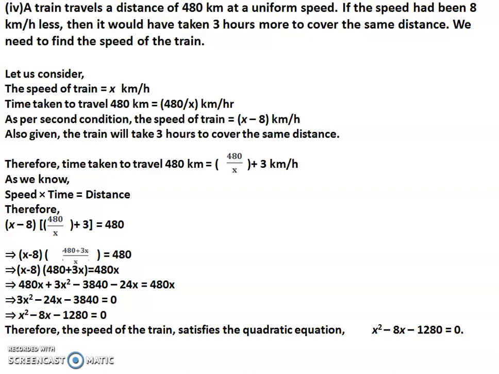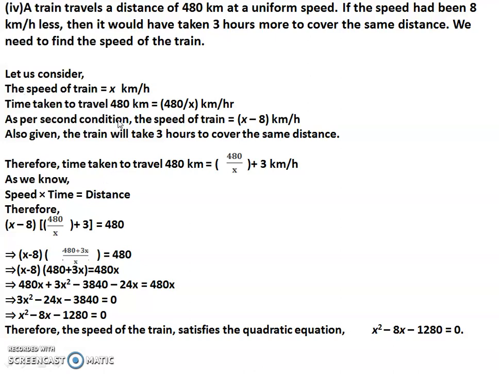Time taken to travel 480 km. Students, we are using the concept of speed, distance and time from physics here. So 480 divided by x hours. Where is it coming from? Here you have the relation speed into time equal to distance. So time is distance by speed.